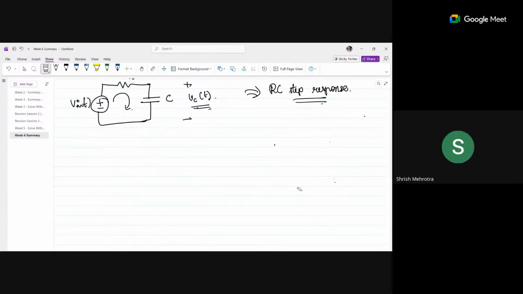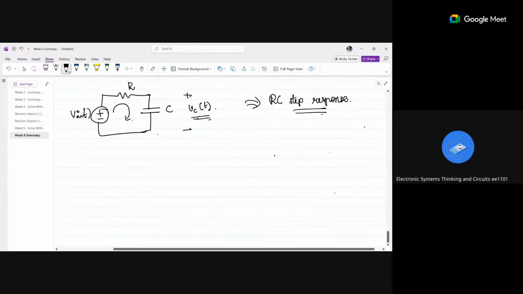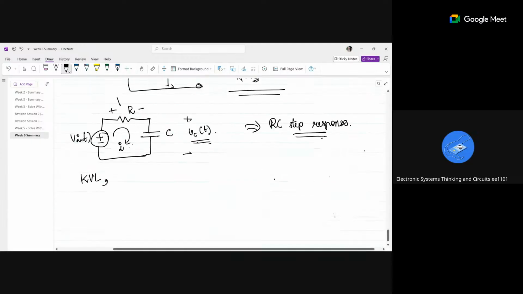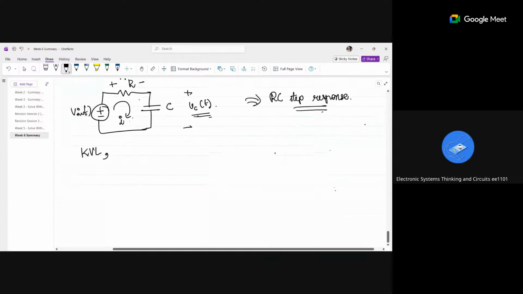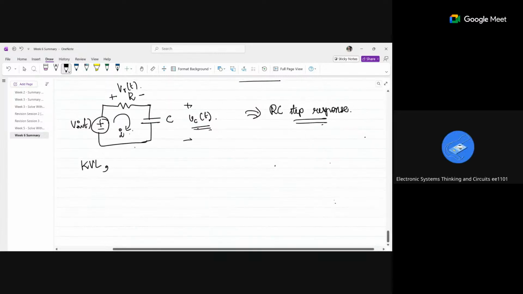Ma'am, we will apply KVL, right? Yes, it will apply KVL. So you shouldn't feel it is a little different concept. That's why I'm telling you why we are learning this. Yes, I is the current flowing through that. If we apply KVL, what is KVL? In a closed loop, Kirchhoff's voltage rise is equal to voltage drop, right? So V of t is equal to VR of t plus Vc of t.